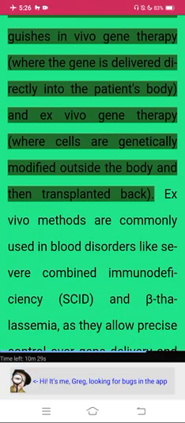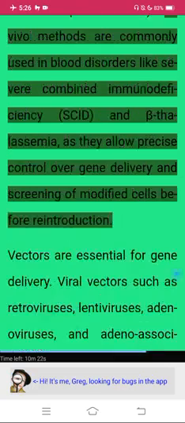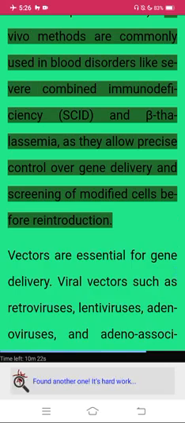Another classification distinguishes in vivo gene therapy, where the gene is delivered directly into the patient's body, and ex vivo gene therapy, where cells are genetically modified outside the body and then transplanted back. Ex vivo methods are commonly used in blood disorders like severe combined immunodeficiency (SCID) and beta thalassemia, as they allow precise control over gene delivery and screening of modified cells before reintroduction.